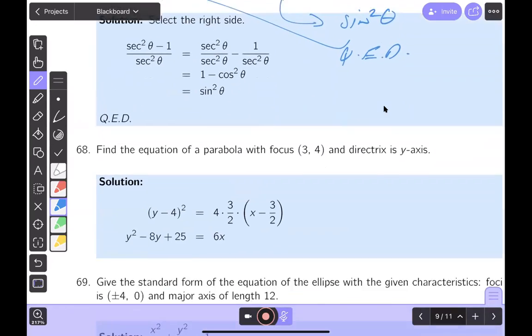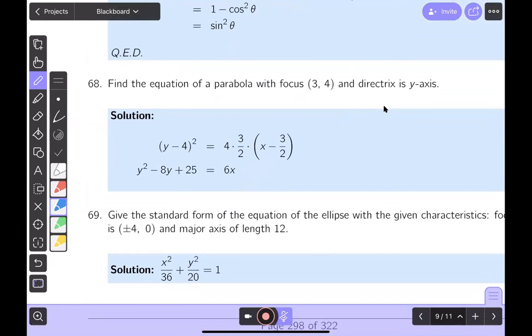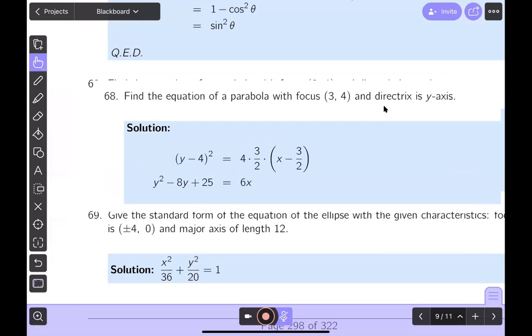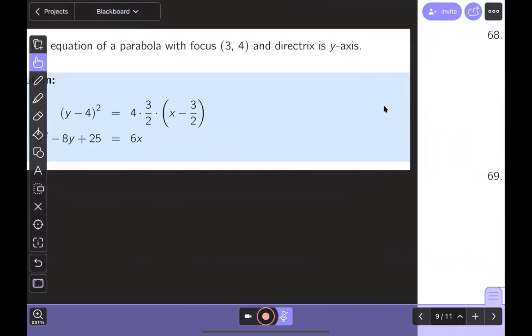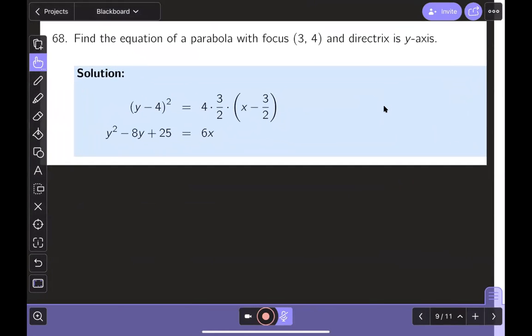All right, number 68. Find the equation of the parabola with focus and directrix the y-axis. This is, I'm going to say, relatively new. It's in the recent past. But again, you may not be able to remember that. Maybe you haven't studied hard enough yet. What I recommend you do is draw a picture. When I draw a picture of something, I'm not going to say it's a great picture, but it's good enough for me.